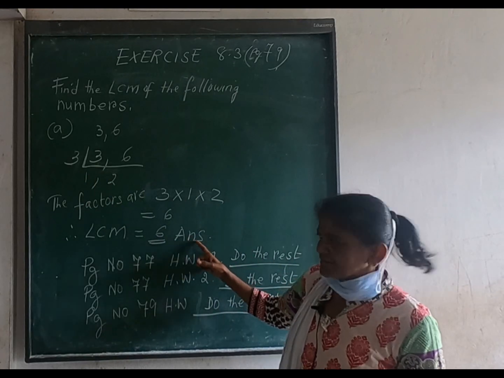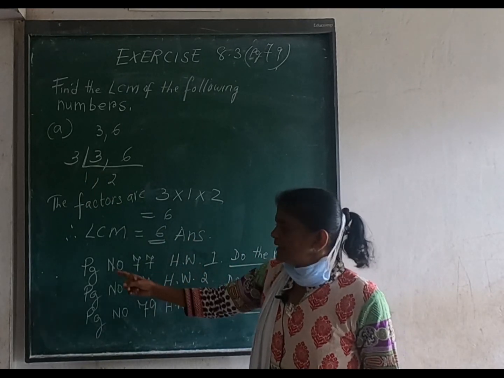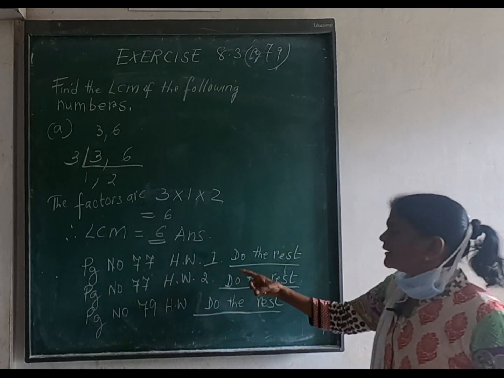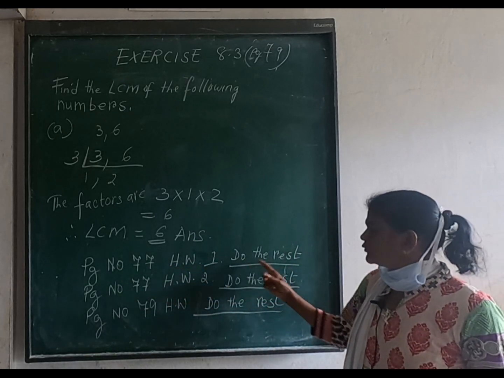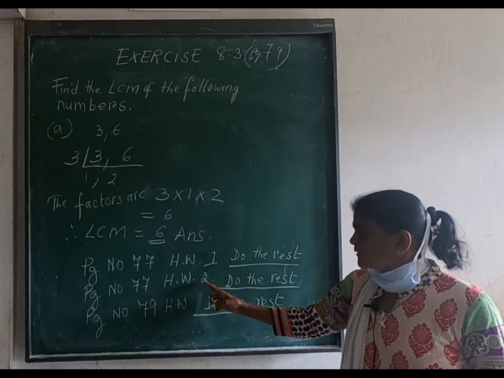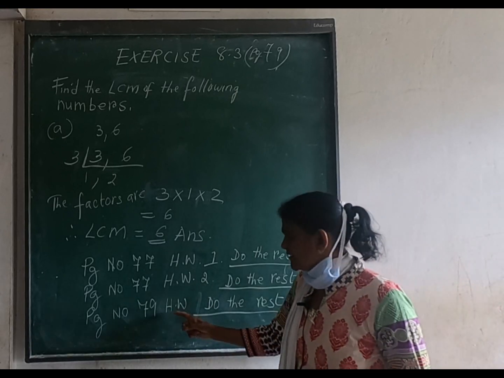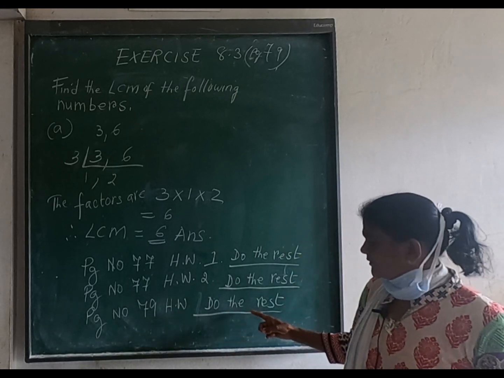Your answer is 6. So for your homework at home, page number 77, homework number 1, do the rest. Page number 77, homework number 2, do the rest, and page number 79, complete the rest as your homework.